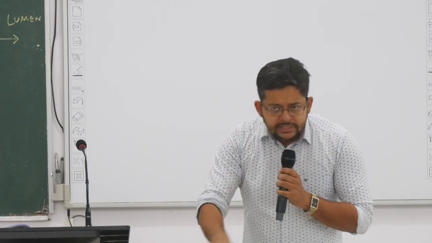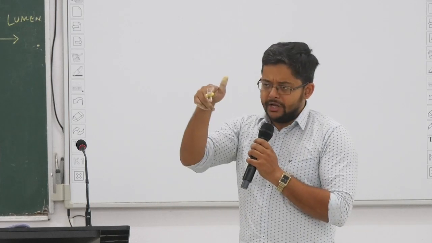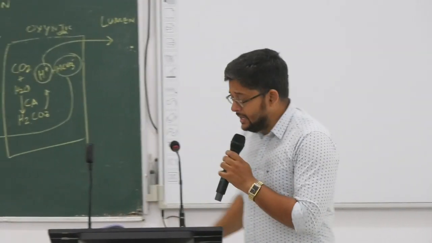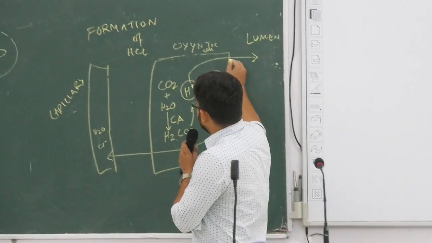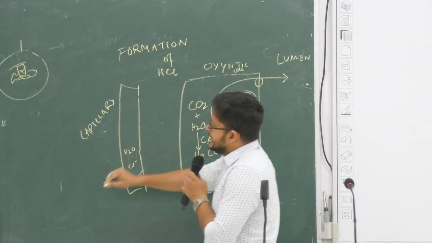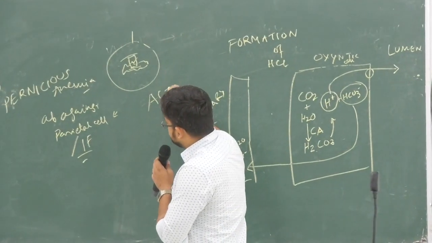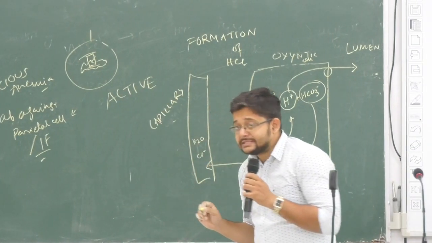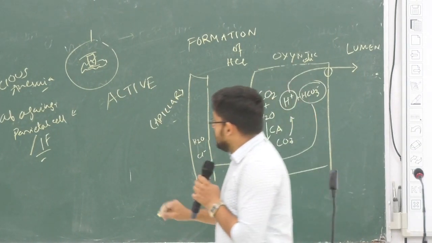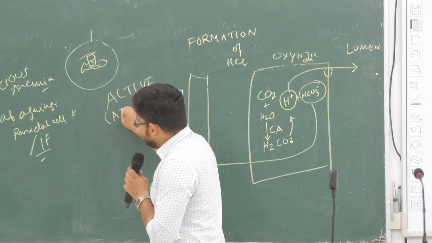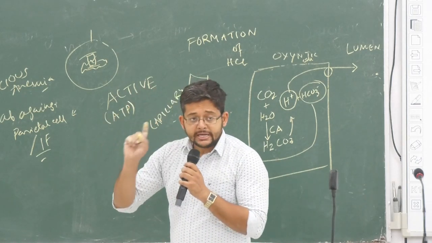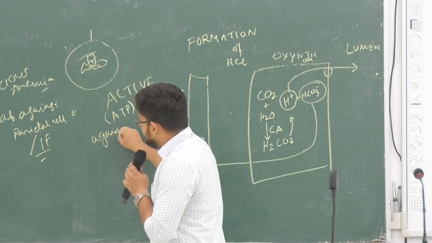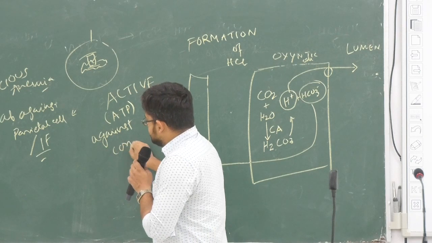The H plus inside the cell can't just simply go into the lumen. So what do we need? We need a particular transport, and this transport is an active transport. First of all, try to understand. There are two types of transport: one is active, the other is passive. Active transport happens with the help of ATP. Active transport happens against the concentration gradient.